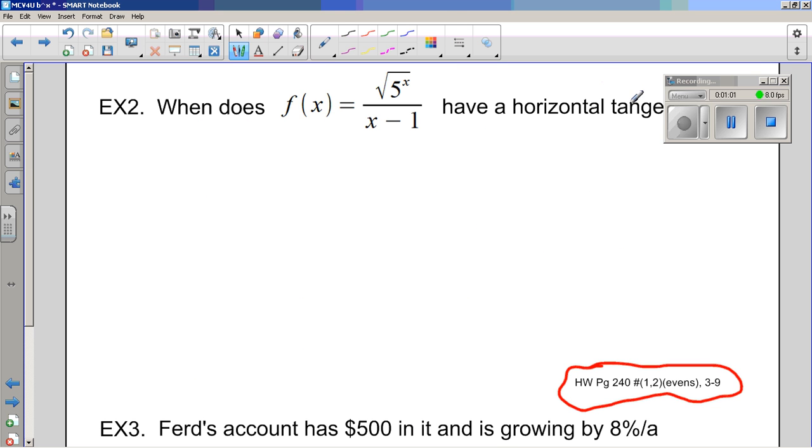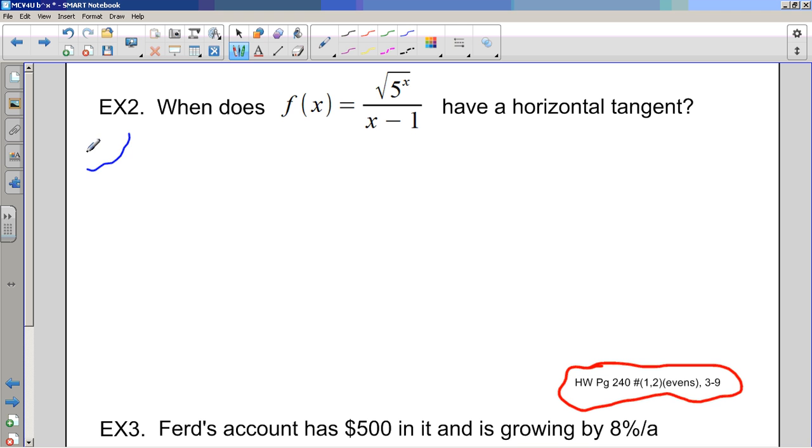When does that terrible function have a horizontal tangent? Ooh, and you can just feel it coming. Graph that. Find where it's concave up, all those fun things. When does it have a horizontal tangent? Well, we know horizontal tangent happens when f prime at x equals 0, and so let's do the derivative.